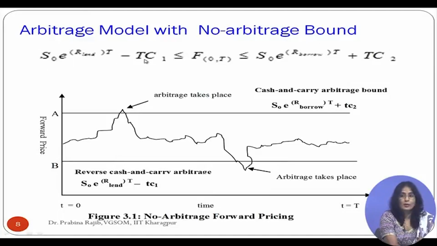If you see, the transaction cost is deducted from the spot price on one side, and the transaction cost is added to the spot price on the other side, and you have a different lending rate and a different borrowing rate. So this is the reason why you will have a theoretical forward price as a range of prices.